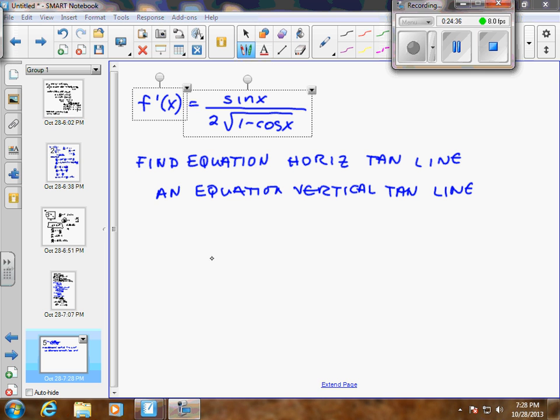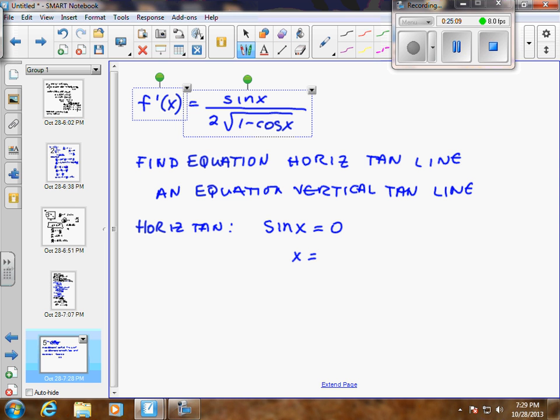Okay, so we're going to extend this problem one more time and determine if there is a horizontal tangent line and a vertical tangent line. So to find the horizontal tangent line, what do we do? It's when the slope is 0. So we take the derivative and set the numerator equal to 0. When is the sine of x 0? 2 pi or 0.